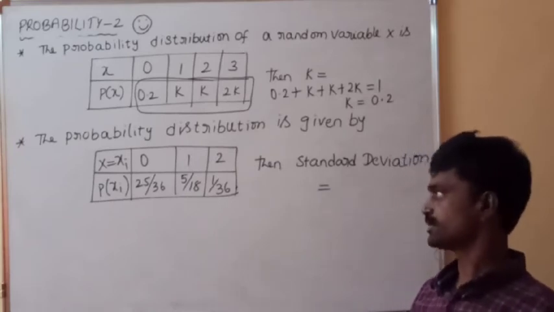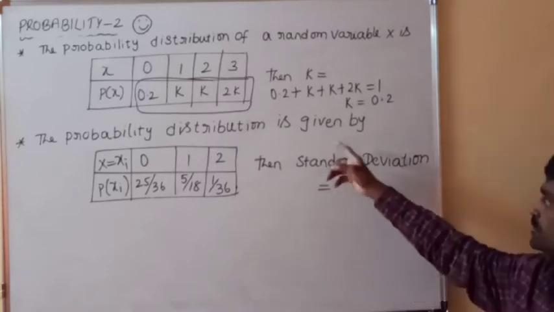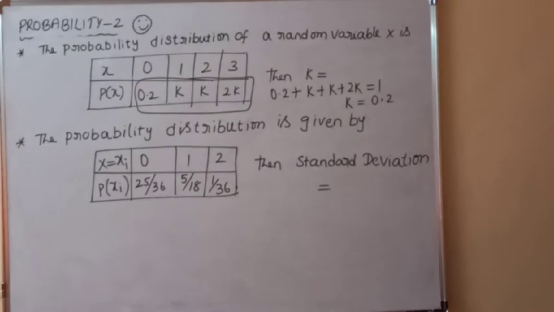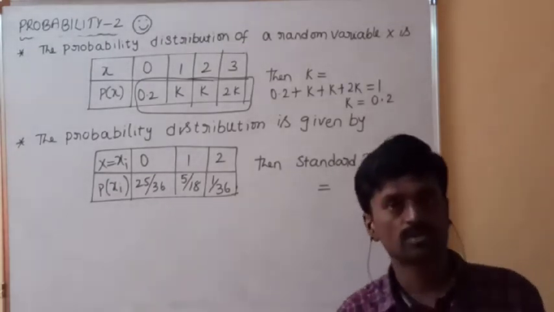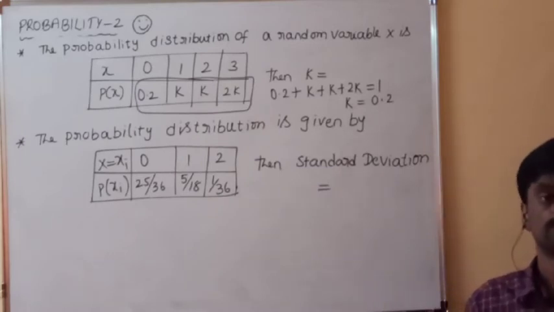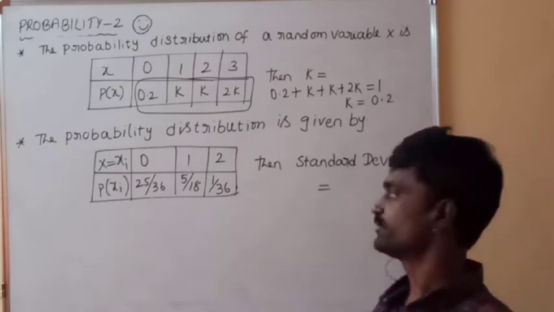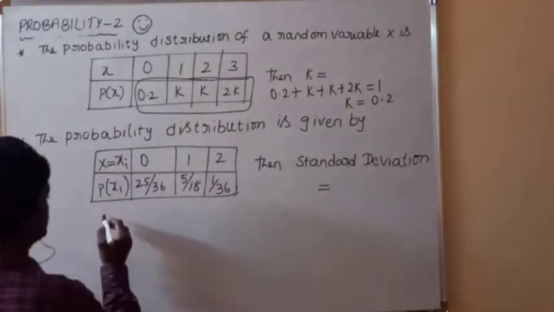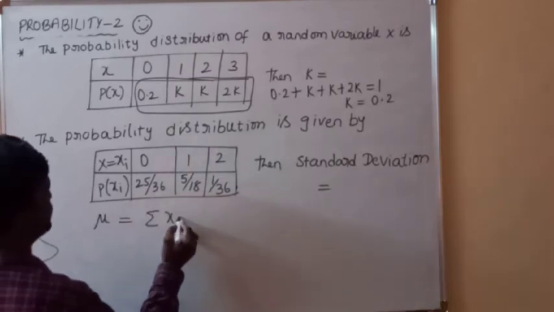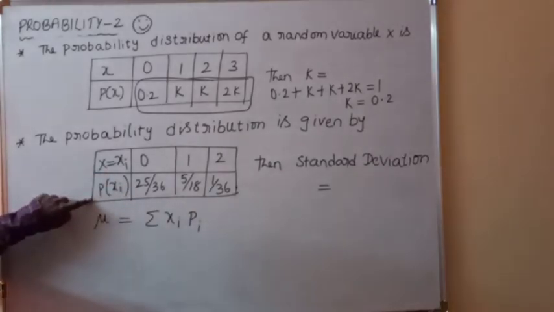Okay. Next, the probability distribution is given by this. Then we have to find the standard deviation. What is the standard deviation? It is the square root of variance. So to get variance we compulsorily have to find the mean. So first you find the mean. What is the mean? Mu is equal to sigma xi into pi, correct? Xi into probability.